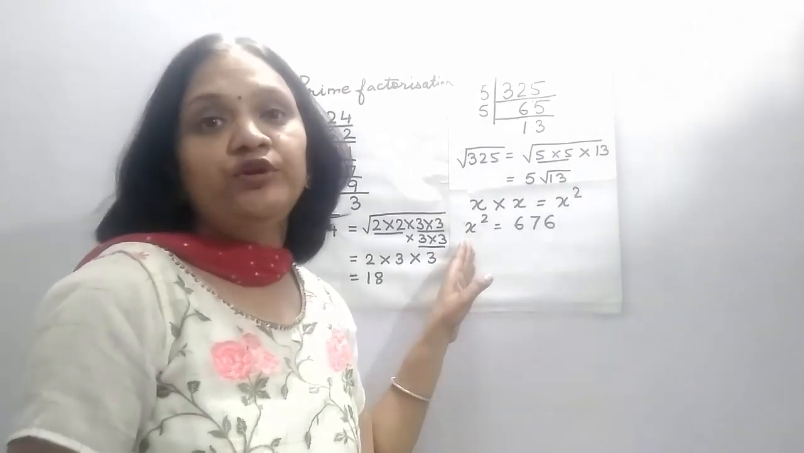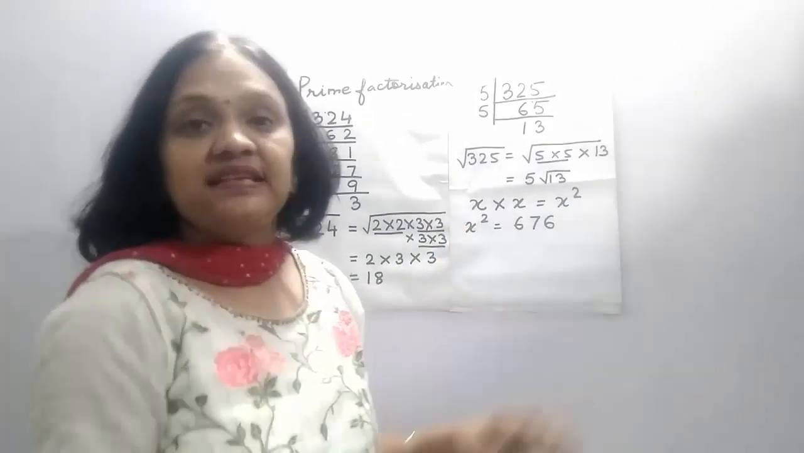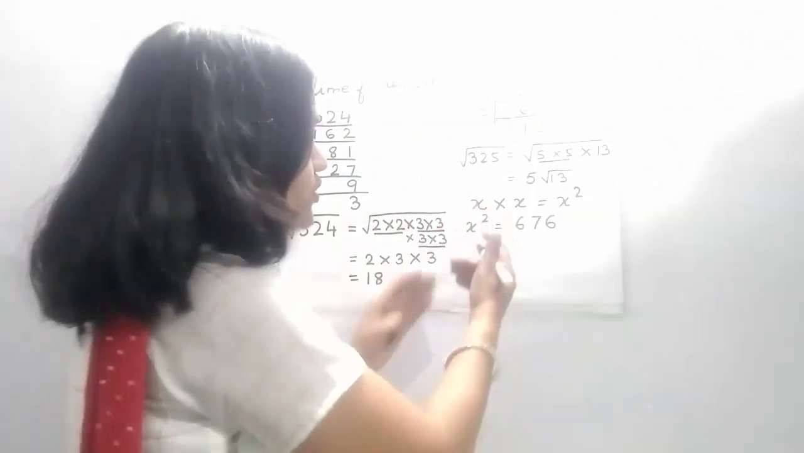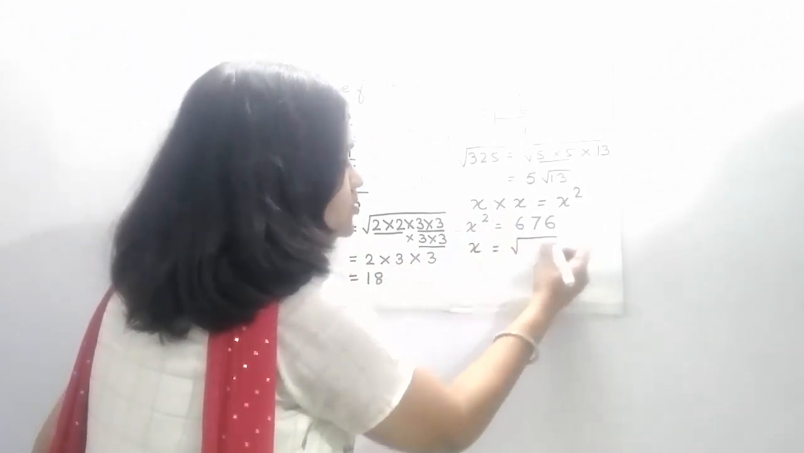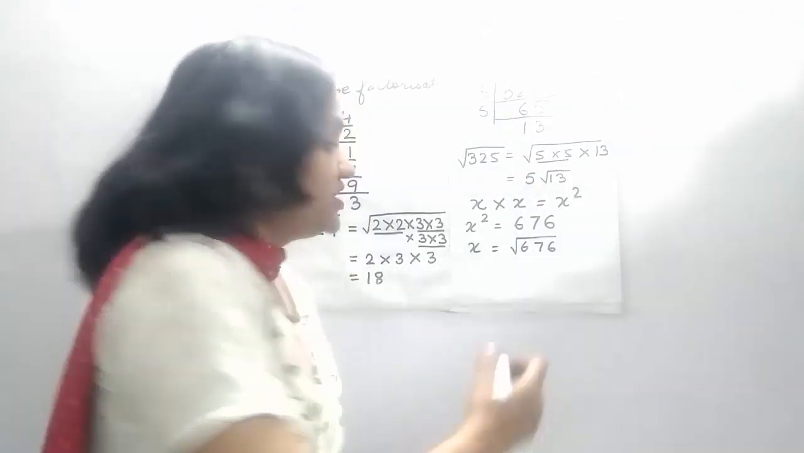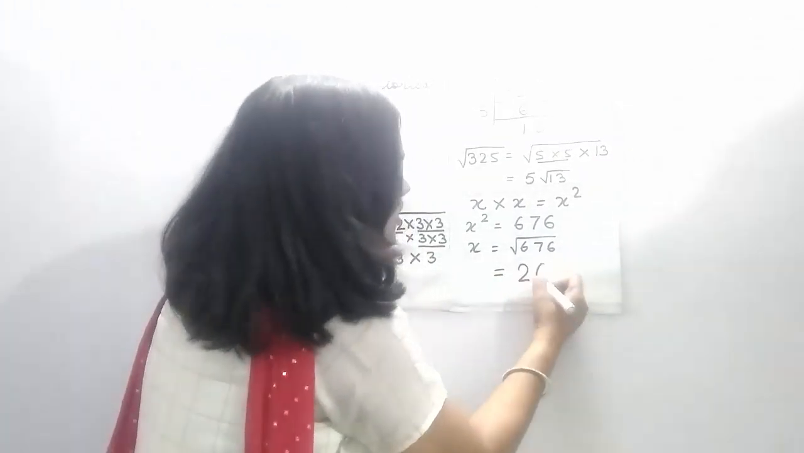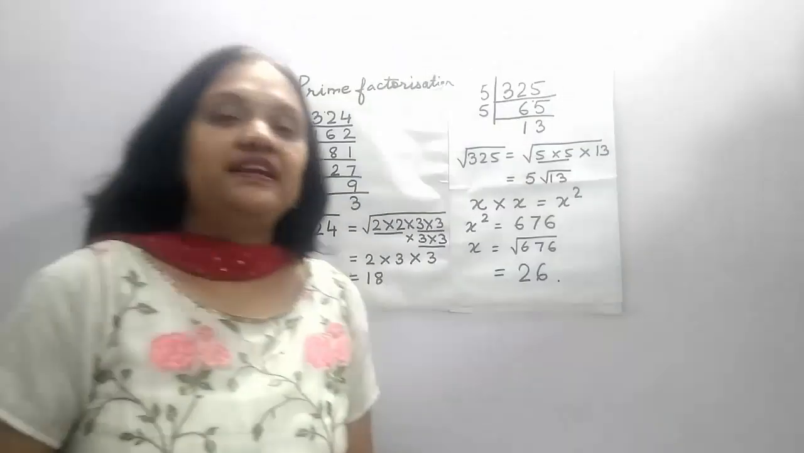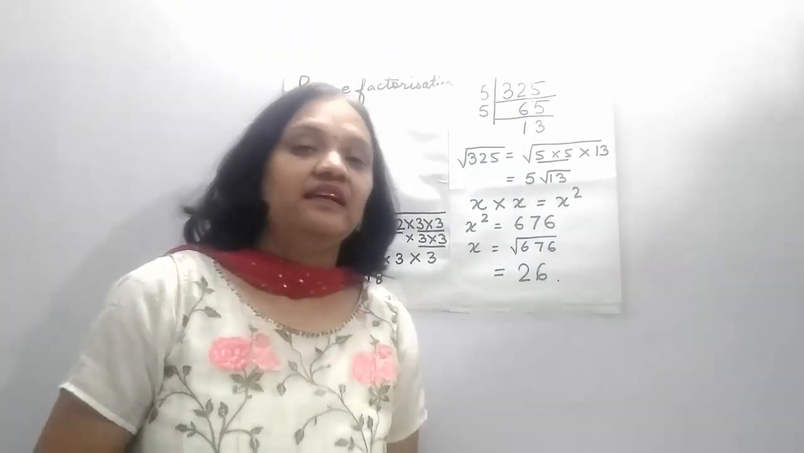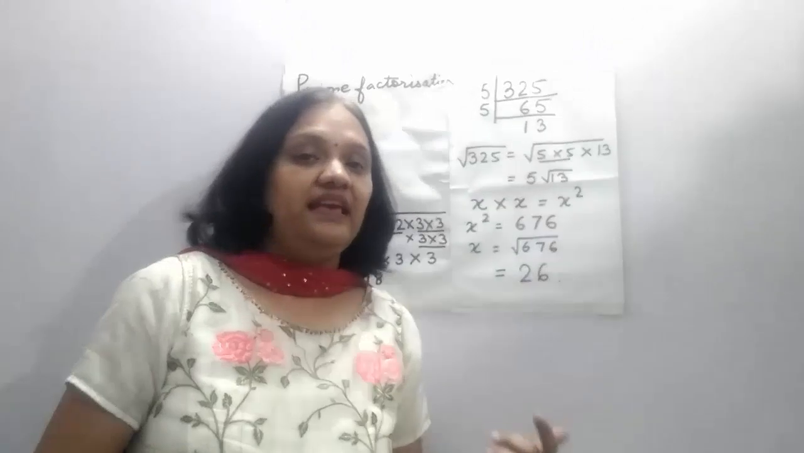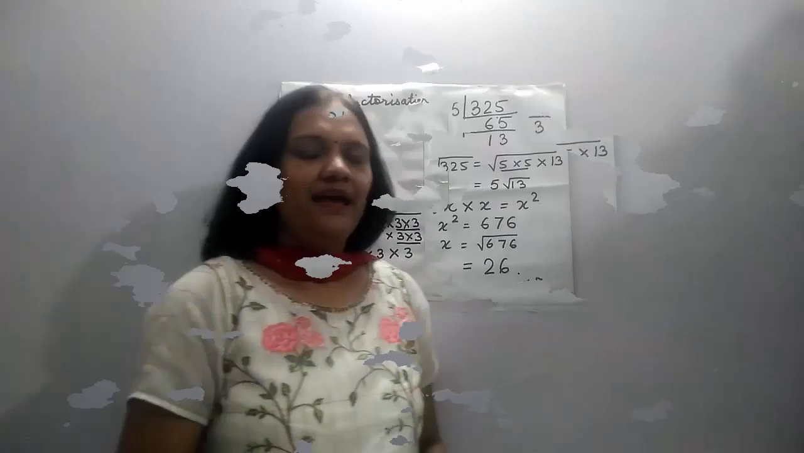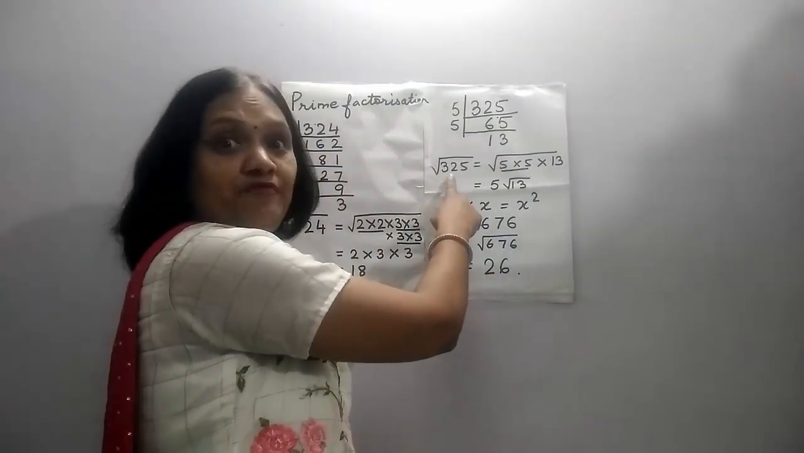Yes, you can. How will you do it? x square is 676. If we take square root on both sides, we get x equal to square root of 676. By calculation, you can understand that the square root of 676 is 26. So there are 26 rows and 26 columns in the auditorium, meaning that there are 26 rows, each having 26 seats in the auditorium.